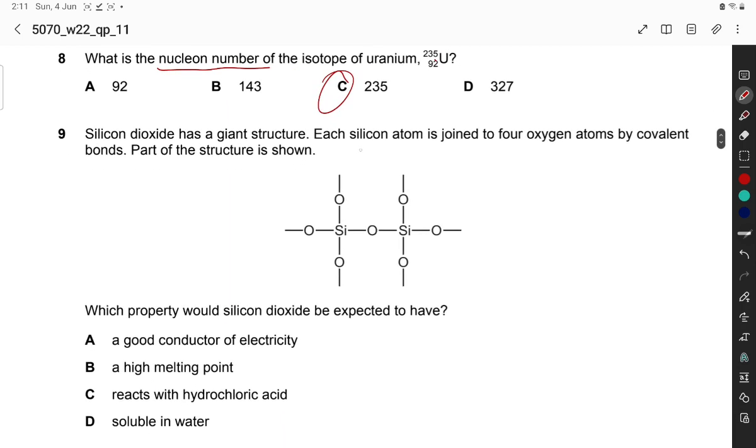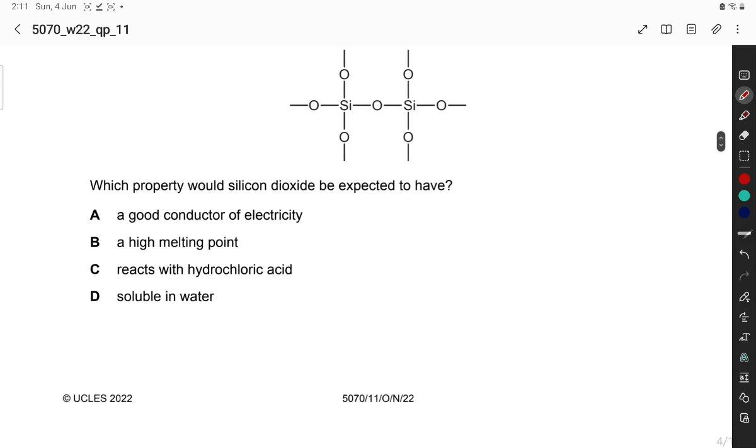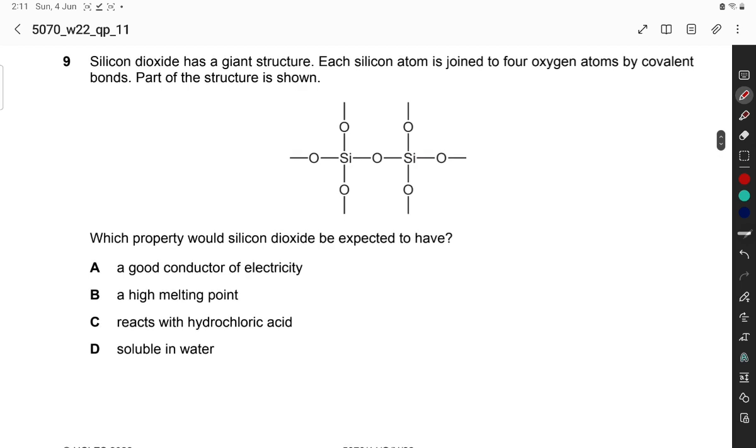Silicon dioxide has a giant structure. Each silicon atom is joined to 4 oxygen atoms by covalent bonds. Part of the structure is shown. Which property would silicon dioxide be expected to have? A good conductor of electricity? No, it is not a good conductor of electricity, because it does not have free moving electrons. A high melting point? Yes, it has a high melting point.